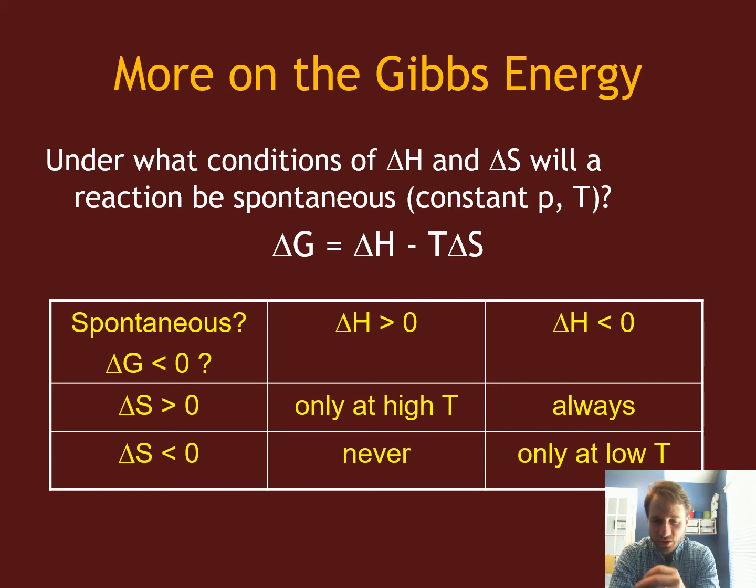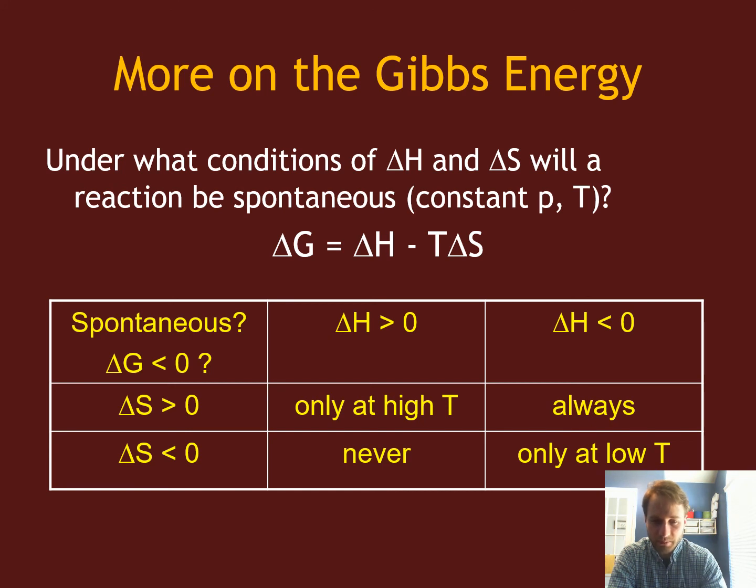If delta H is less than 0 and delta S is greater than 0, then this will always be spontaneous. But if delta S is less than 0, that means I have minus a negative number, which gives a positive number. And if delta H is greater than 0, that's a positive number. I have two positive numbers, which means delta G is always positive, which means that process is never spontaneous. And for delta S greater than 0, it's only spontaneous at high temperatures when delta H is greater than 0.